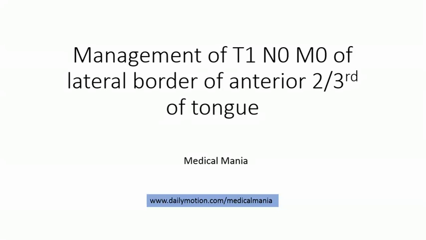Hi, we'll be talking about the management of lateral border of tongue carcinoma, which is a part of the anterior two-third of the tongue and a stage of T1, N0, M0, TNM staging carcinoma.